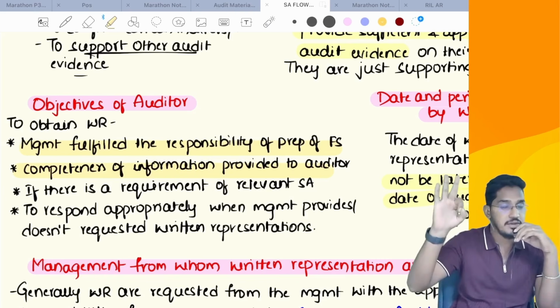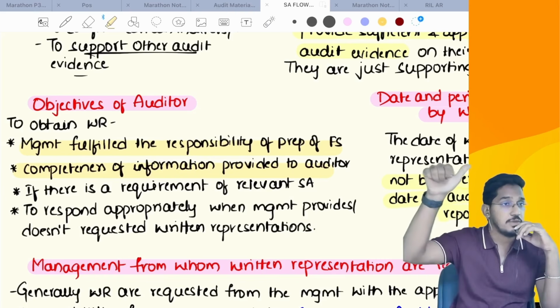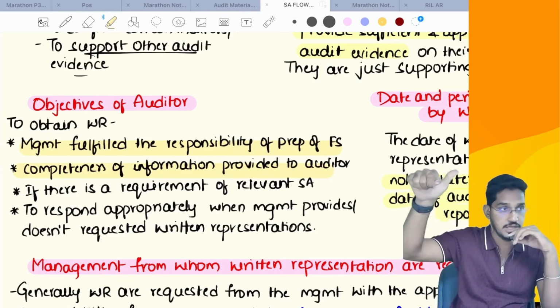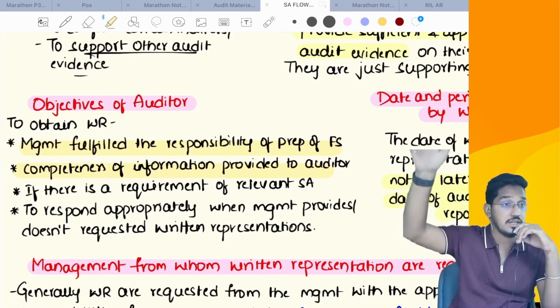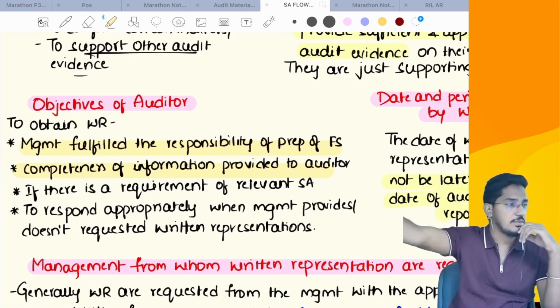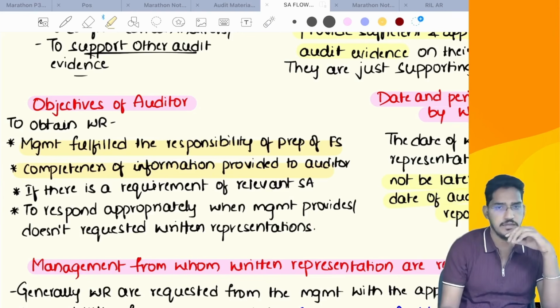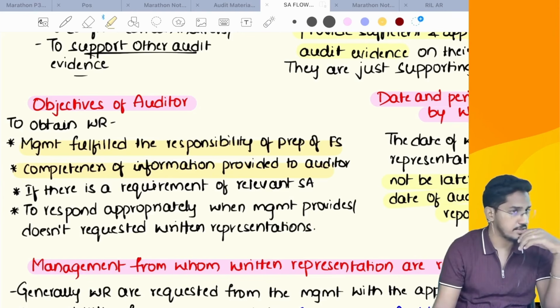So 3 cases are mandatory. What are the 3 cases? Number 1, management has fulfilled the responsibility for preparation of financial statements. Number 2, completeness of information provided to the auditor. Number 3, wherever there is a requirement of a relevant standard. The rest of the matters are the auditor's choice. For the rest, if the auditor feels it necessary, he will obtain the written representation.